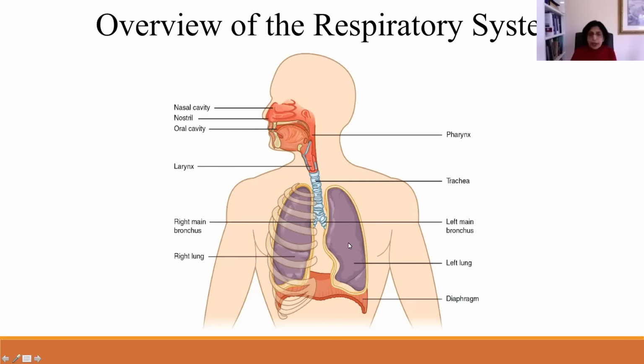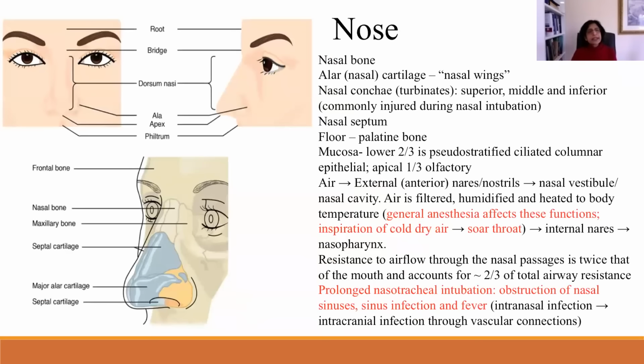All right, so let's move on to talk about the detailed version of the respiratory structures. Let's begin with the nose. The nose is partially made of cartilage and then partially by bone. The bone that makes the bony portion is the nasal bone. It's actually a paired bone. There are two bones here. The cartilage is what you call alar cartilage or nasal cartilage. They are like nasal wings.